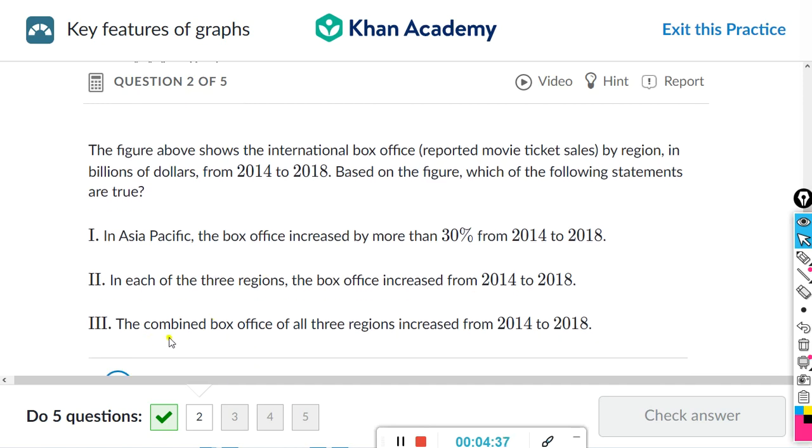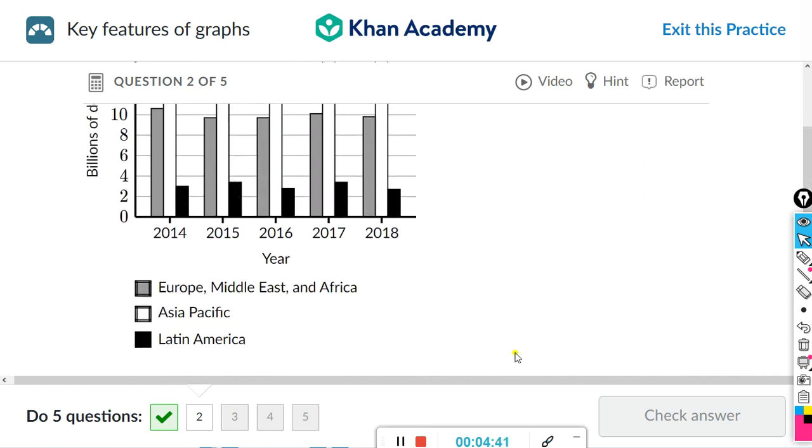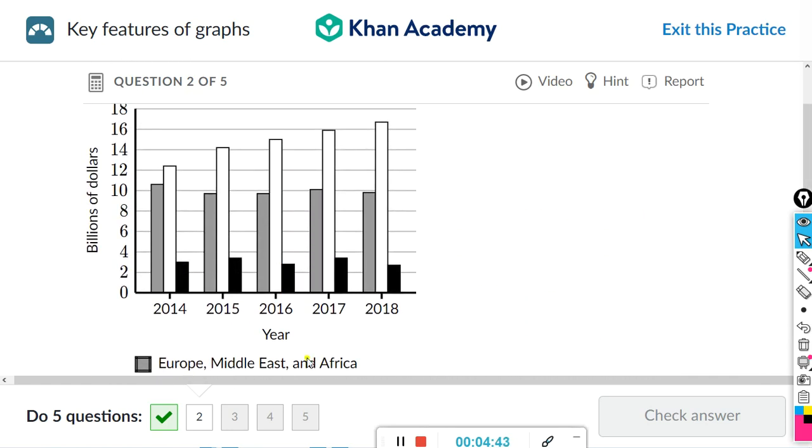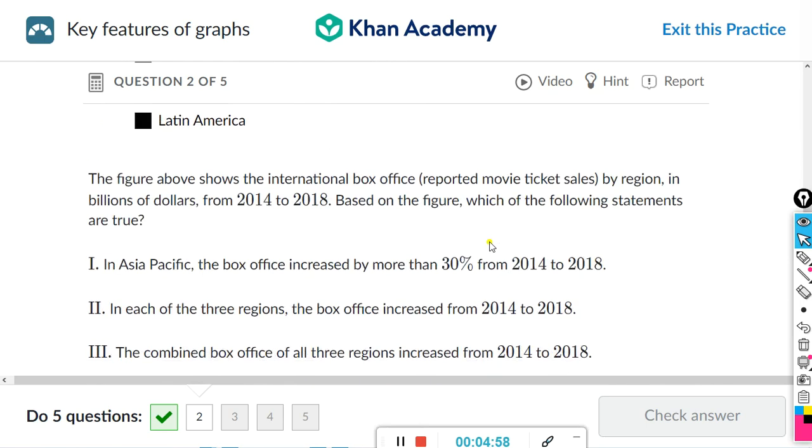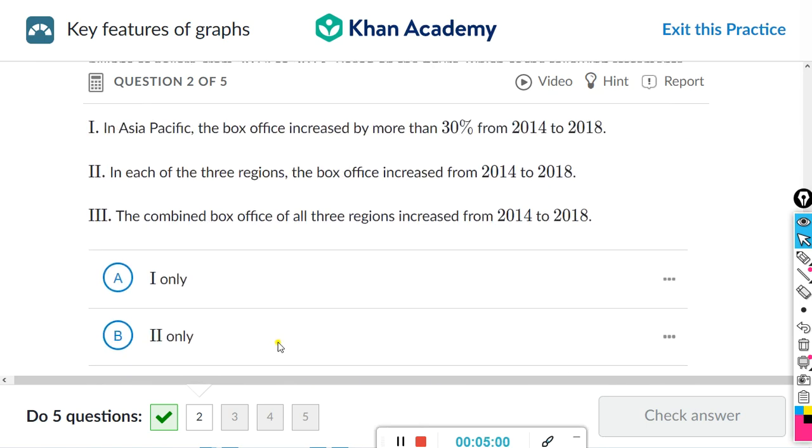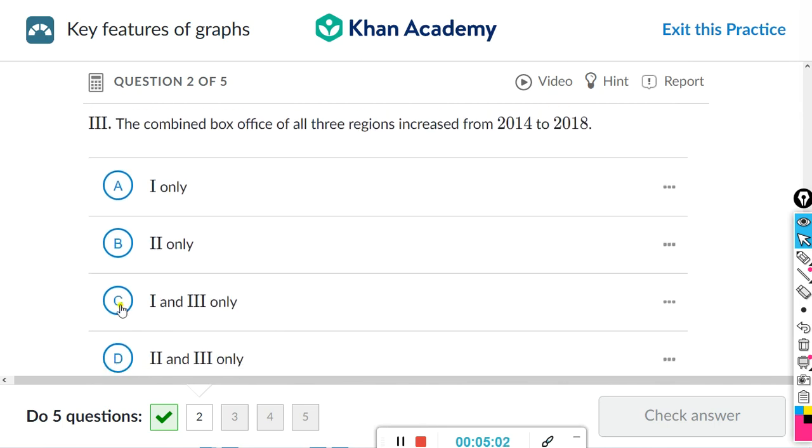Number 3, the combined box office of all 3 increased from 2014 to 2018. Let's see. If you combine these 3 and you combine these 3, I'm pretty sure these 3 are going to be more than the sum of these 3 bars. Just looking at it, you can tell. All right, so 3 is true and 1 is true. So I'm going to go with 1 and 3.